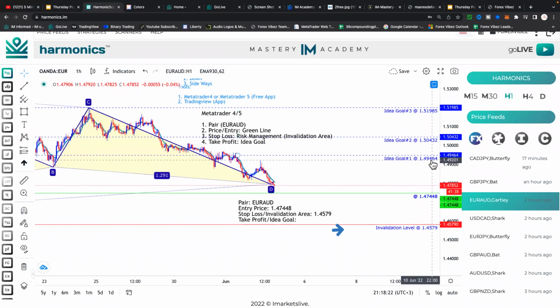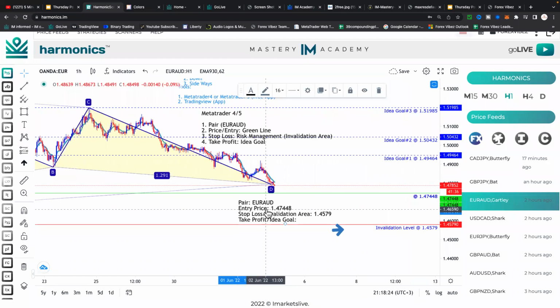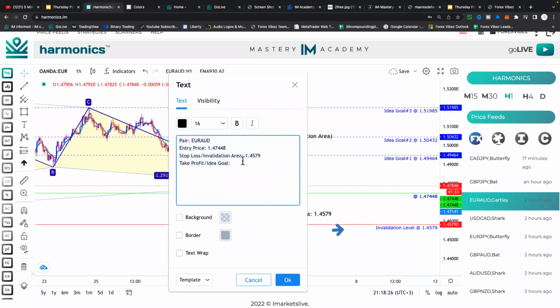I'm going to copy this number. So my idea goal, aka my take profit, I want to copy it. Let's do number 1, right here, so you all can see it. 1.49464. Yes, that's simple. And that's all you're doing: copying and pasting.